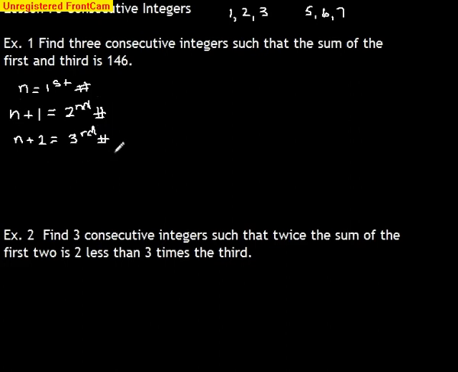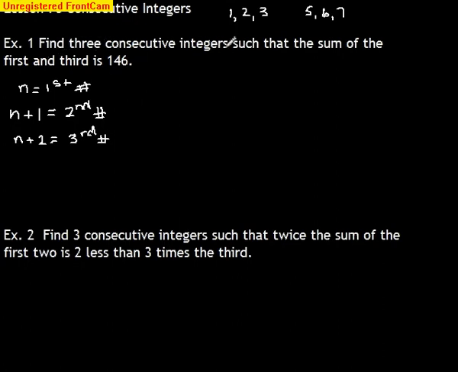This right here is called our heading. You have to do this for consecutive integer problems. If you do, these problems are really easy. So n is your first integer, n plus 1 is your second integer, and n plus 2 is your third integer. If n was 5, adding 1 would give 6, and adding 2 would give 7. So it would be 5, 6, 7. Once you set up this heading, which will be the same for all consecutive integer problems, you just follow along with the words.